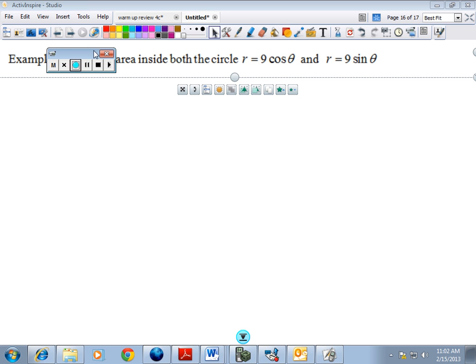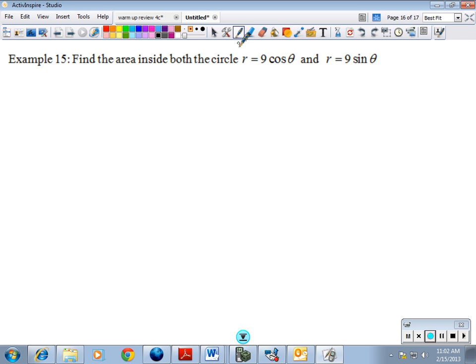Okay, polar. BC Calculus, the last example. It says find the area inside both the circle r equals 9 cosine of theta and r equals 9 sine of theta. Well, always do a little rough sketch.